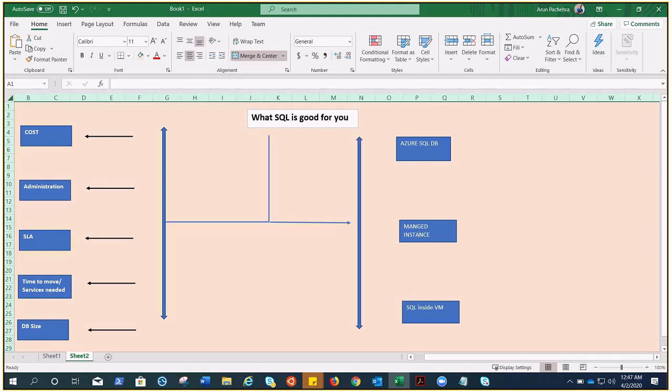These two are the PaaS services, and of course we do not have as much access to the underlying hardware or the OS that we have with SQL on VM. Managed instance provides almost 100% compatibility with SQL on VM, though you would not have access to the underlying hardware and OS. It is a PaaS service, so this becomes the ultimate choice for you if you have less than 8 TB of database.